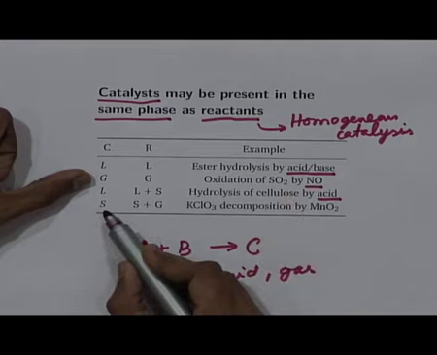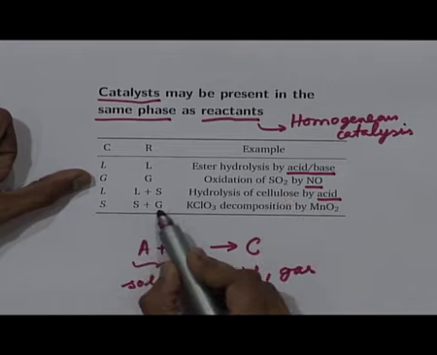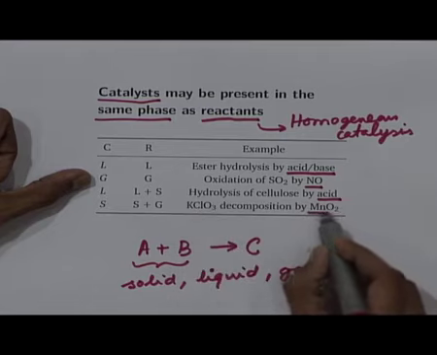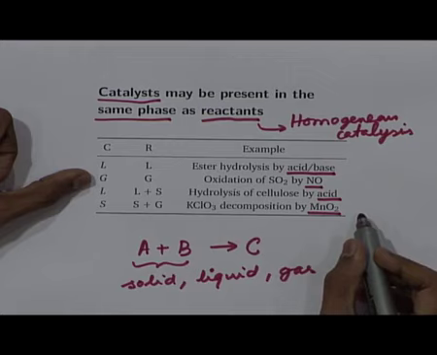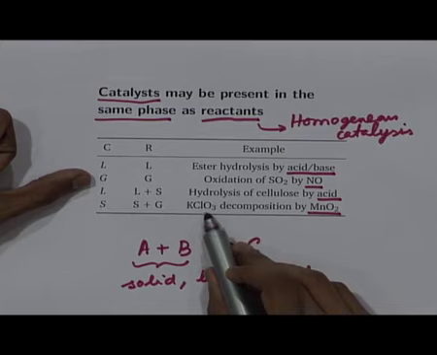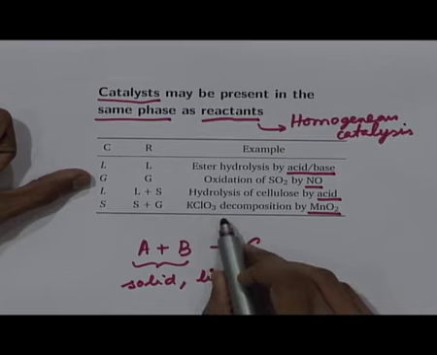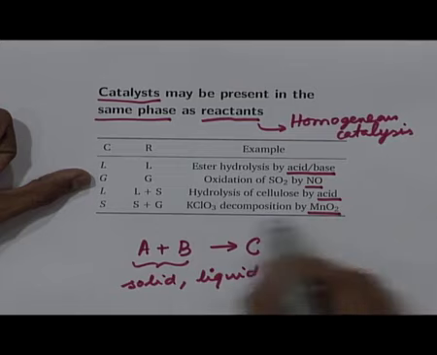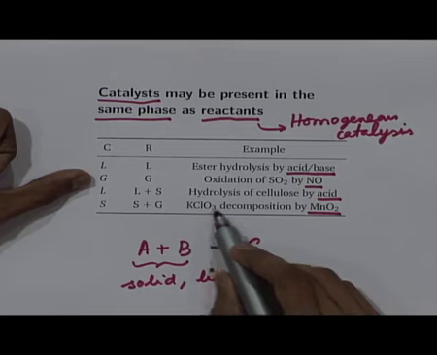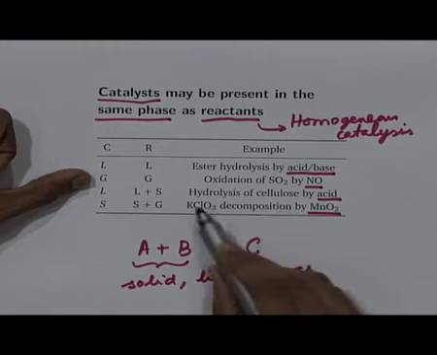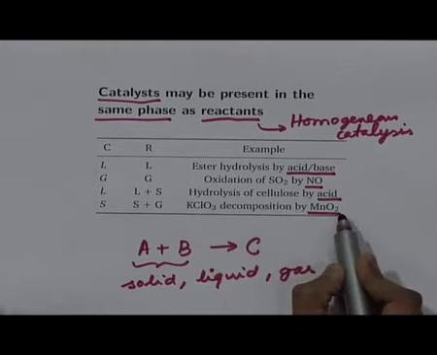A solid catalyst reacting with a solid and a gas. Here is an example, potassium chlorate decomposition. This is a solid, this is the reactant, and this is the example that is quoted in your book on catalysis. The decomposition of potassium chlorate does not happen very easily, but the moment you add manganese dioxide, this explosively undergoes a reaction. So, the reactant is in the solid phase and the catalyst in the solid phase.